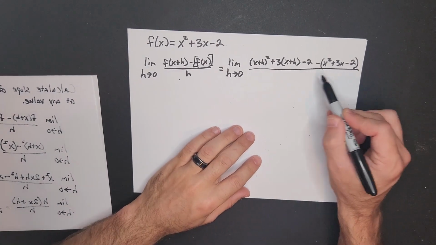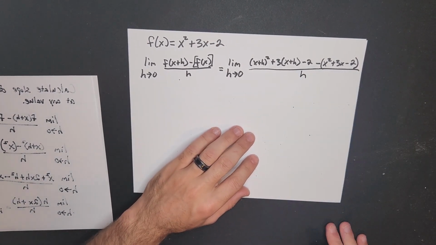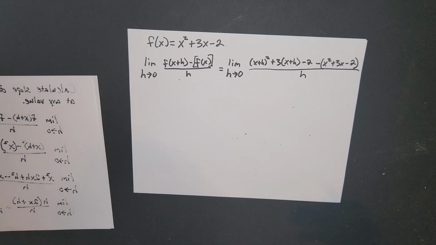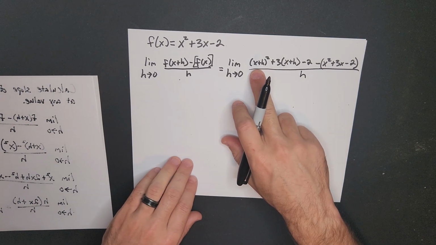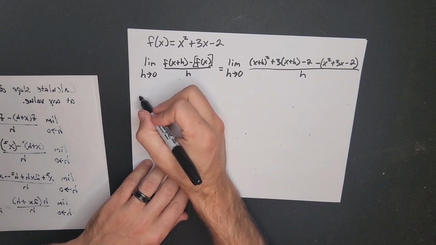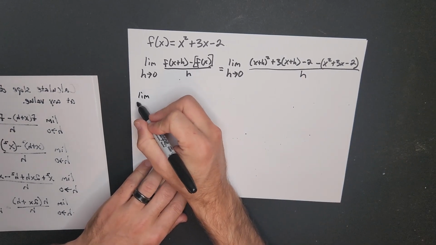Now this is all over h. So a lot of work to be done here. Okay, a lot of work. Now we already did in the last problem this (x plus h) squared. So that's a good thing. We can shortcut that just a little bit.